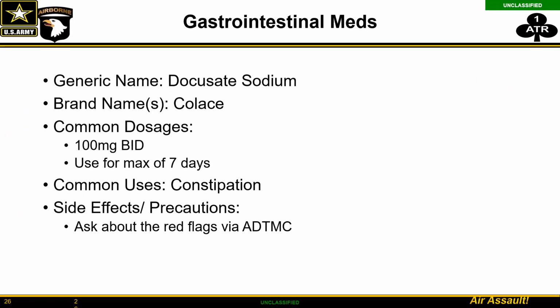Next, we'll talk about docusate sodium. This is just another option if the other two don't work. This one is a stool softener, rather than, say, Miralax, which is an osmotic laxative, which means that it brings more water into the colon. This one actually just softens stool.